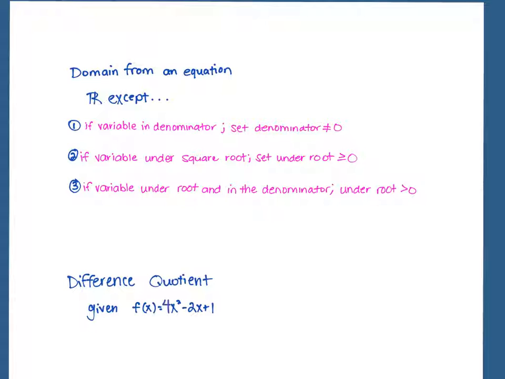2, if the variable is underneath the square root, and for that one we would set it greater than or equal to 0. 3, if the variable is under the square root and in the denominator, now what's underneath the root is greater than 0. And we're going to give domain in interval notation.